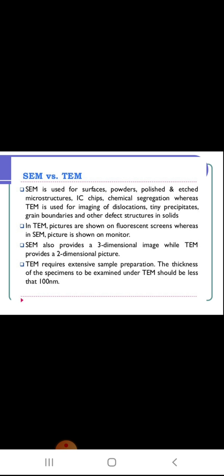In TEM, pictures are shown on fluorescent screens, whereas the SEM picture is shown on a monitor. SEM also provides a 3-dimensional image while TEM provides a 2-dimensional picture. TEM requires extensive sample preparation. The thickness of the specimens to be examined under TEM should be less than 100 nanometers in size.